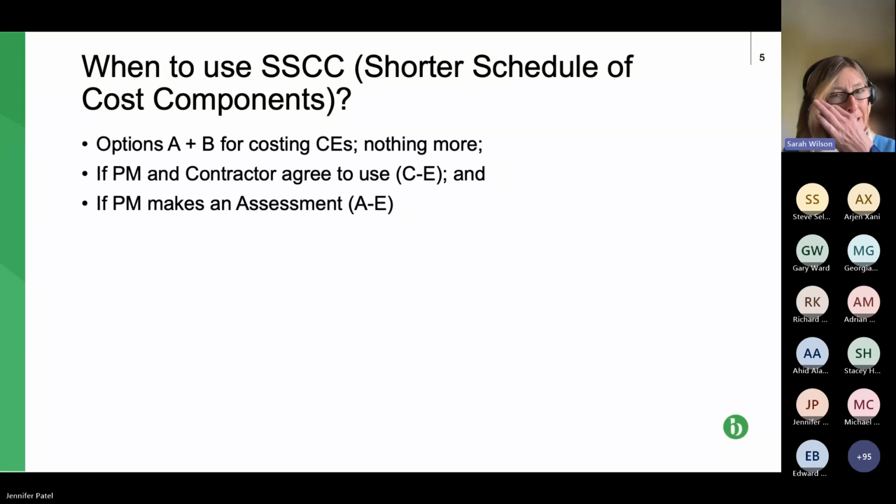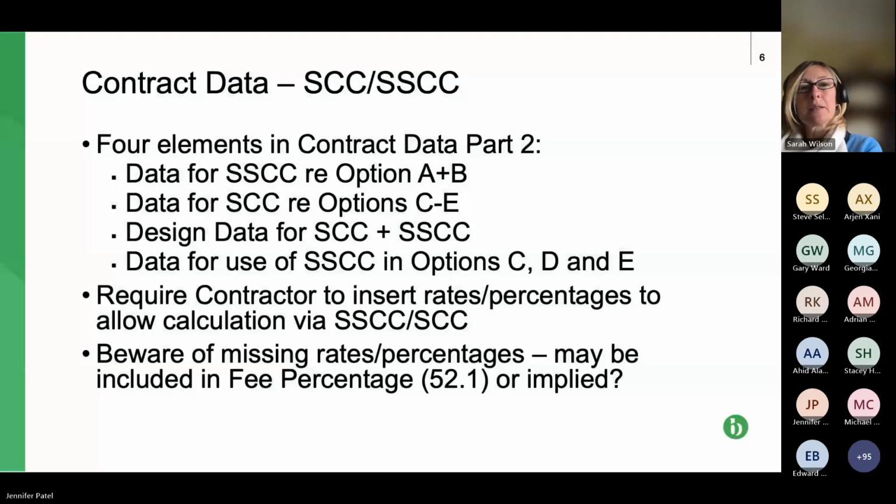So if we can have the next slide, please. Okay, so we've looked at the shorter schedule and the schedules, high level, in terms of how they're used for each contract, depending on the pricing mechanism. So we also need to look at the contract data.